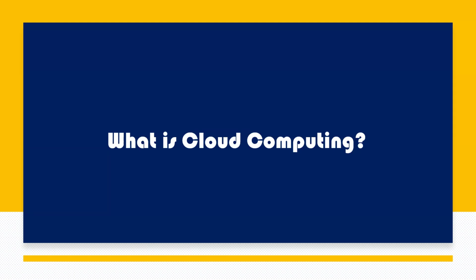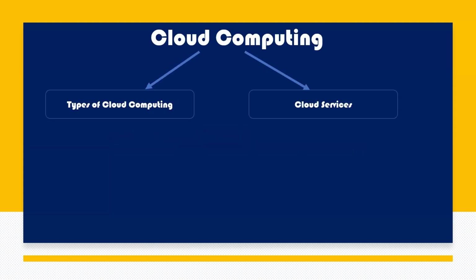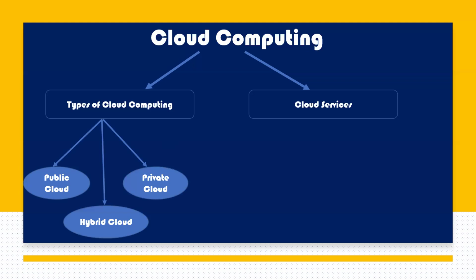So cost saving is a major reason for moving to cloud technology. But technically, what is cloud? In cloud computing, we have two categorizations: cloud computing types and cloud services. Types of cloud computing: public cloud, private cloud, hybrid cloud. Three types of cloud computing are there: public, private, hybrid.